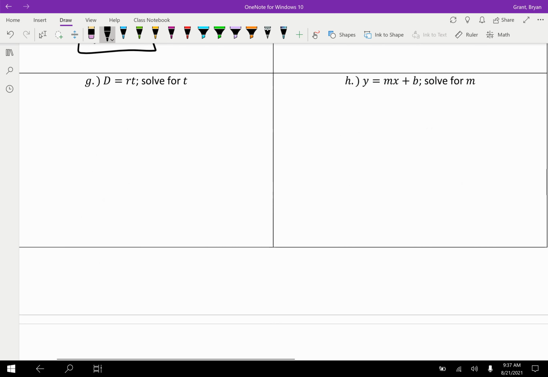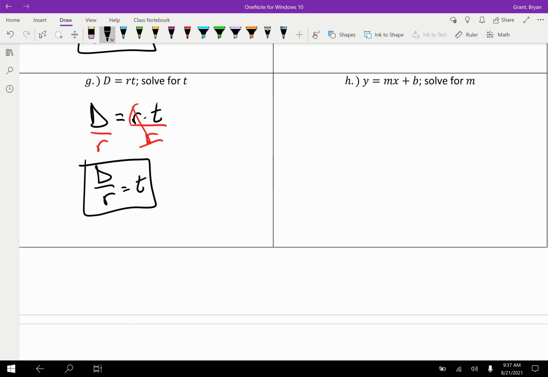D equals RT, another very common equation used in math and the real world. We usually think of this as distance equals rate times time, and we're asked to solve for t. Well, rewriting really quickly, I think there's only one variable attached to t, that's r, and it's multiplying, so let's undo multiplication with division. These two cancel, and it leaves us with d divided by r equals t.